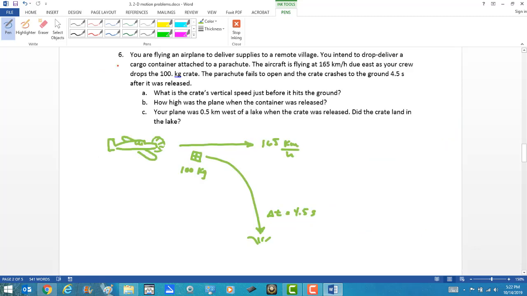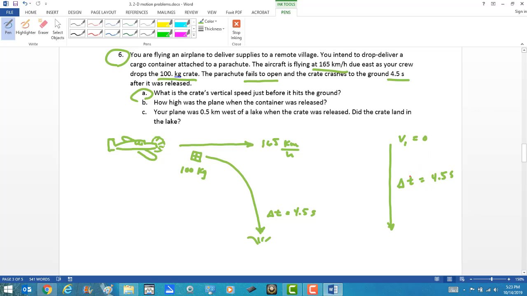Now, you're flying an airplane. The airplane is moving at 165 kilometers per hour. You open the door and push out a 100-kilogram crate. And the parachute apparently was from the low bidder because it says it fails to open, and the crate crashes 4.5 seconds later. So you analyze part A like a free fall problem. You know the hang time here, and you know the initial velocity of the crate.